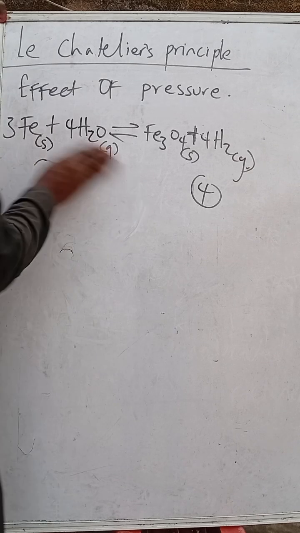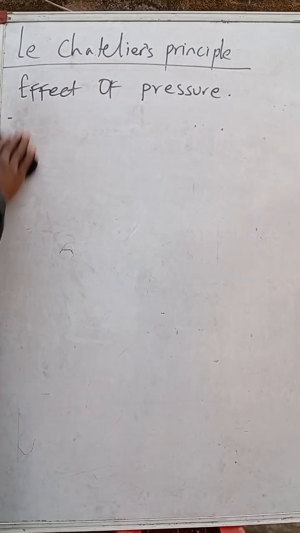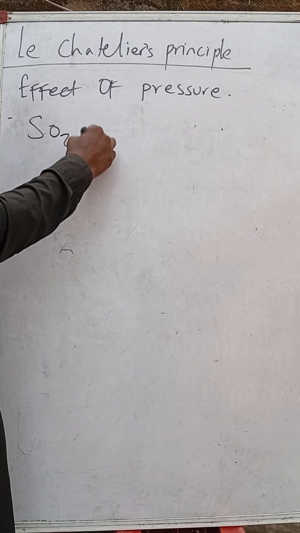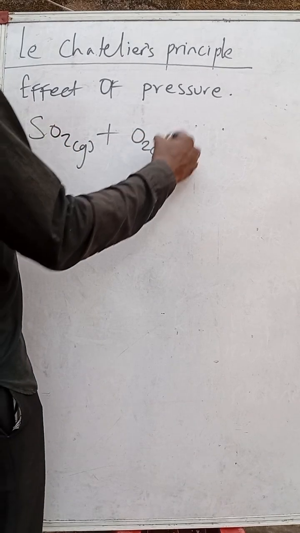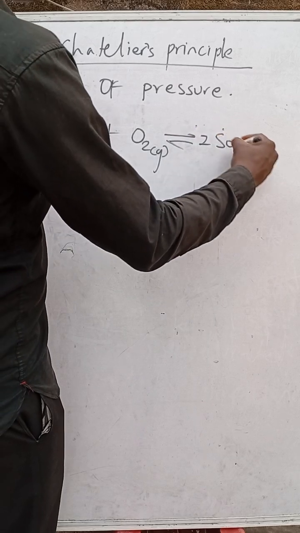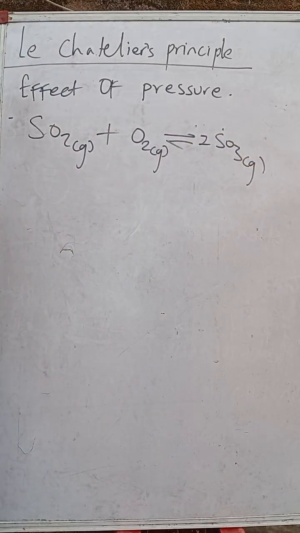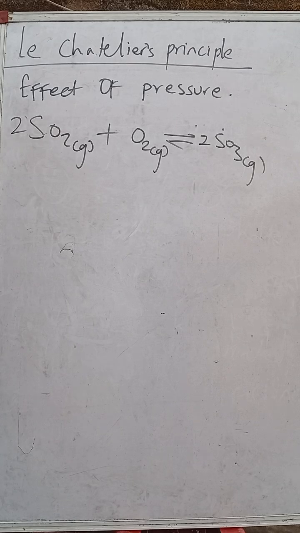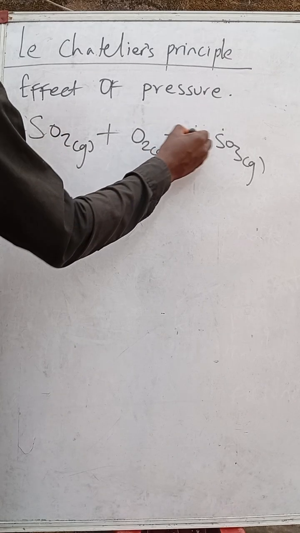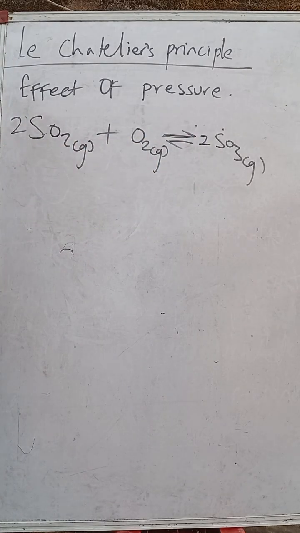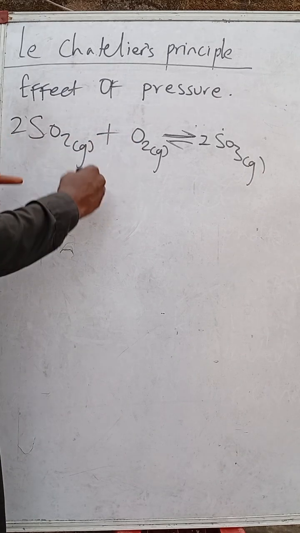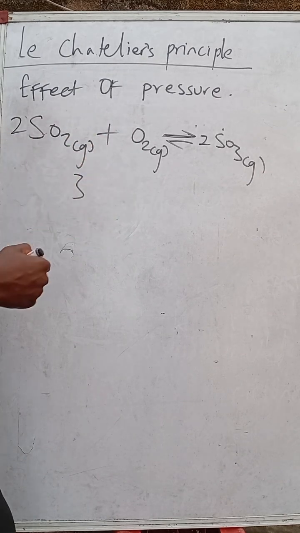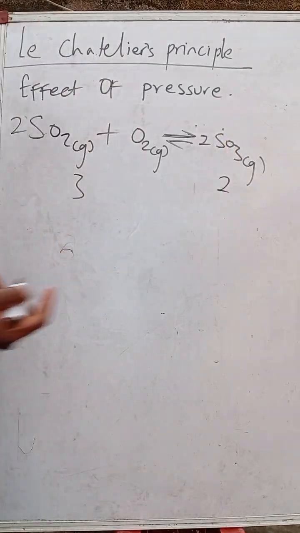Now, let me try another simple one. For pressure to be clearer, I will use SO2 gas plus O2 gas to give 2SO3 gas. So this is balanced, with 2 moles of SO2. Now I'm going to ask you: how many moles of gases are on the left hand side and the right hand side? Let me help you out. The number of moles of gases on the left hand side is 3, 2 here and 1. The number of moles of gases on the right hand side, the product side, is 2.